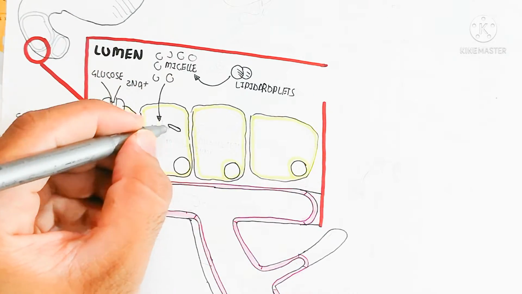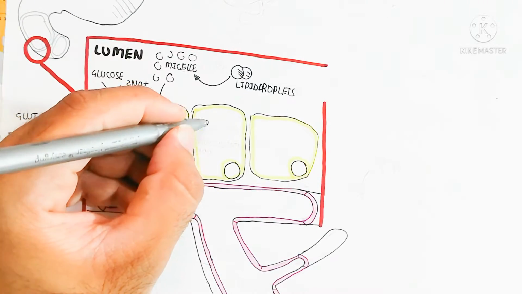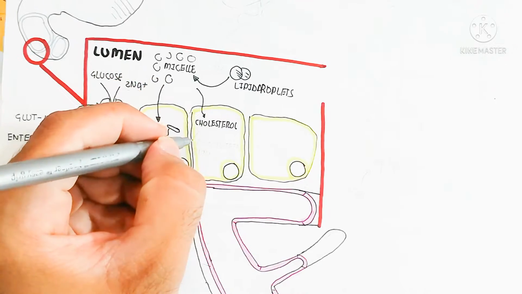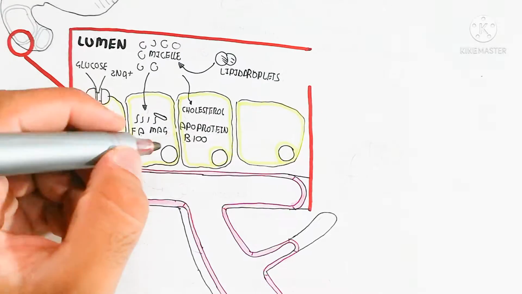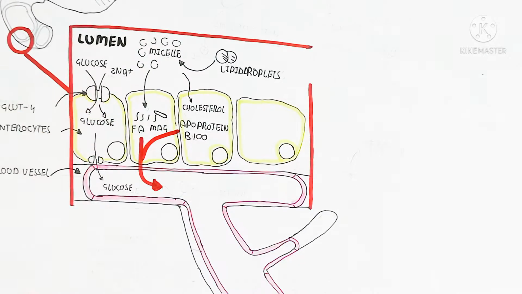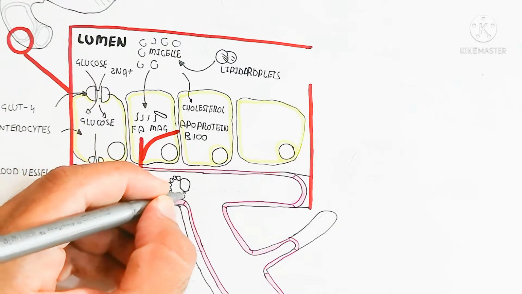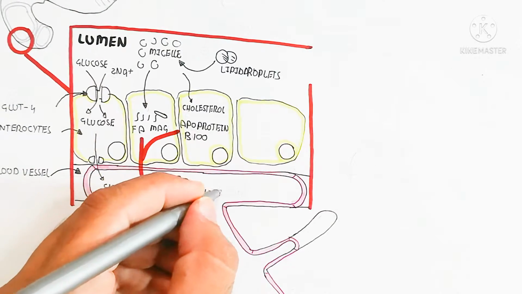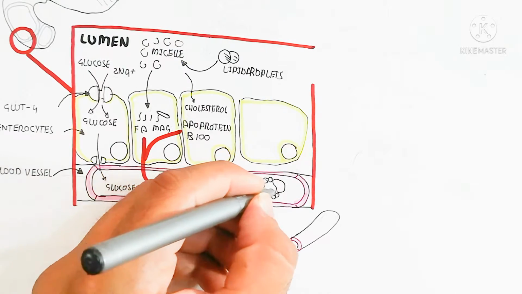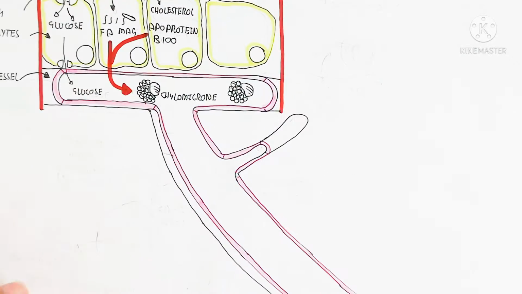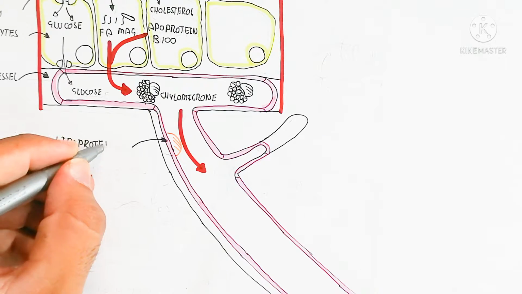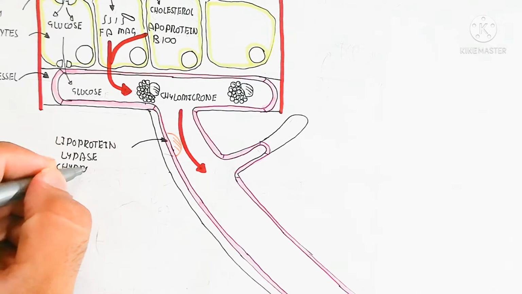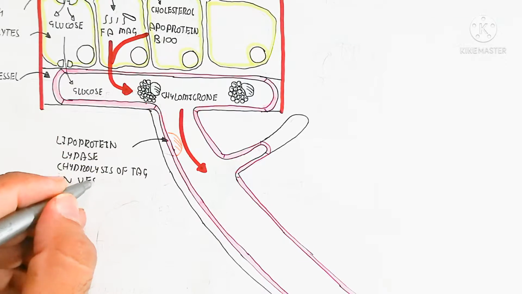These lipid droplets will convert into micelles due to the bile salt produced by the gallbladder. The cholesterol will also be absorbed, and apoprotein B100 will be synthesized through transcription and translation in the enterocyte. The monoacylglycerol and fatty acid combine together to form a chylomicron. This is the initial entry through the lacteal duct to the blood circulatory system.